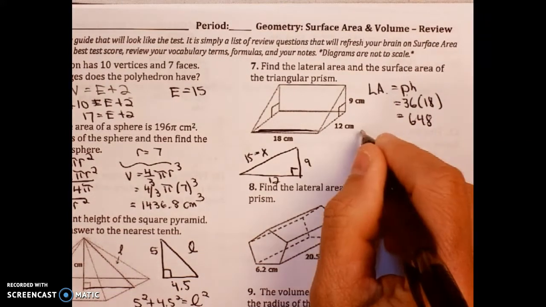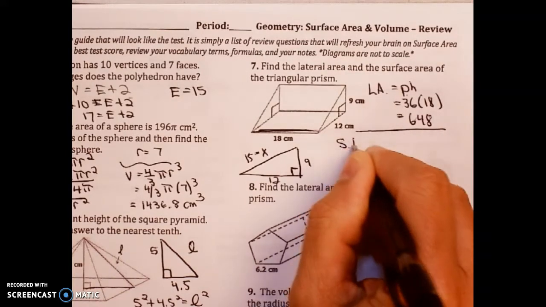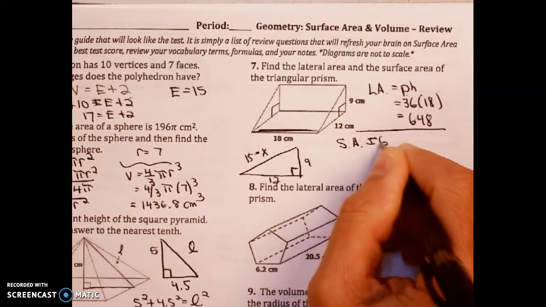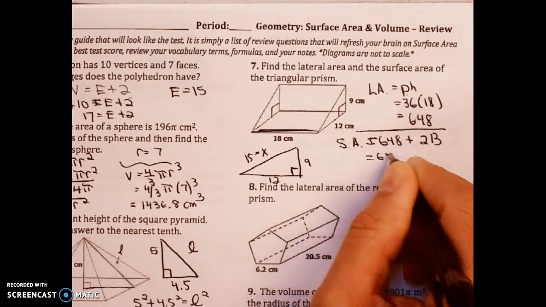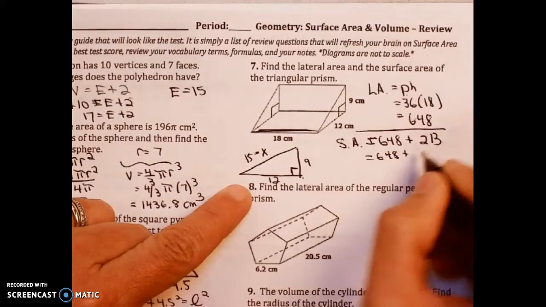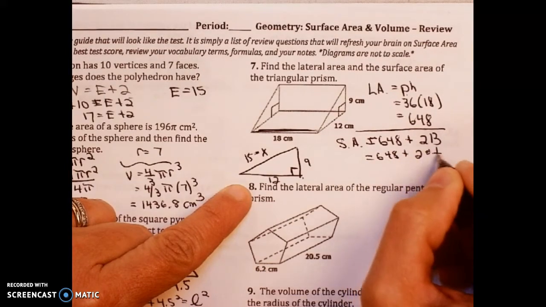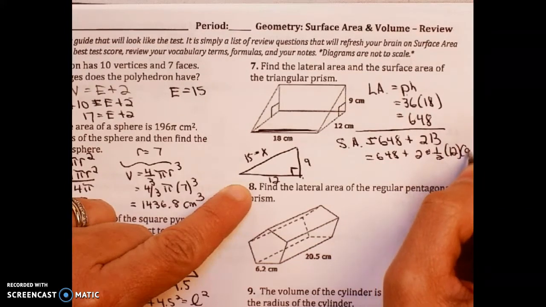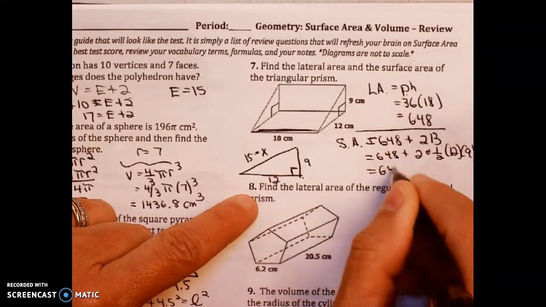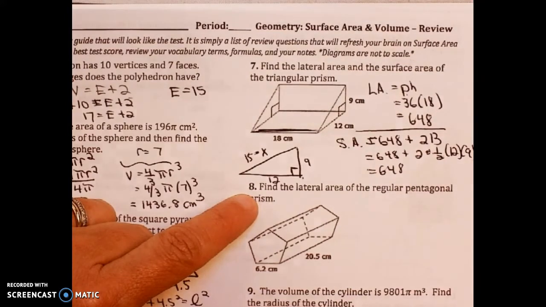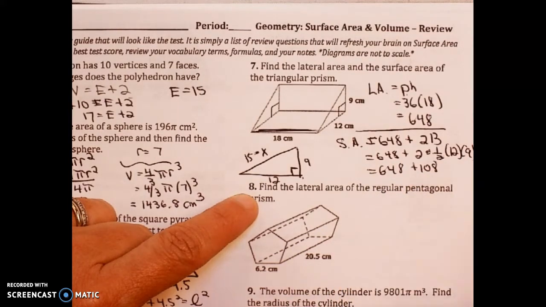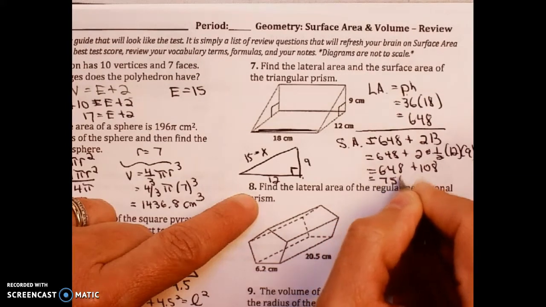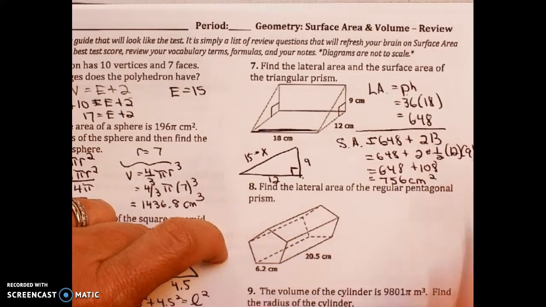Next, I want the total surface area. So if you look at that, that is the lateral area, which we just got, which is 648, plus 2 big B. Again, those bases are this triangle. So I have 2 times 1/2 times 12 times 9. Those will cancel out, the half and the 2. 12 times 9 is 108. And finally I add them together and we get 756 centimeters squared.